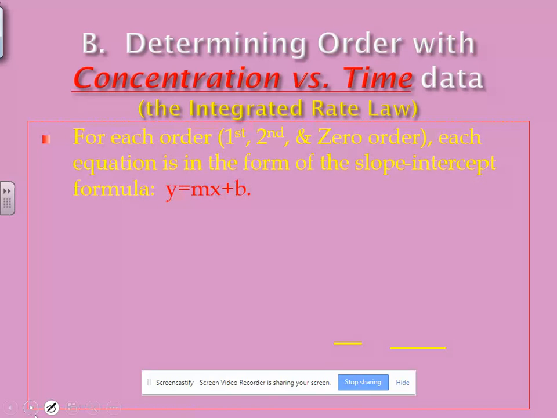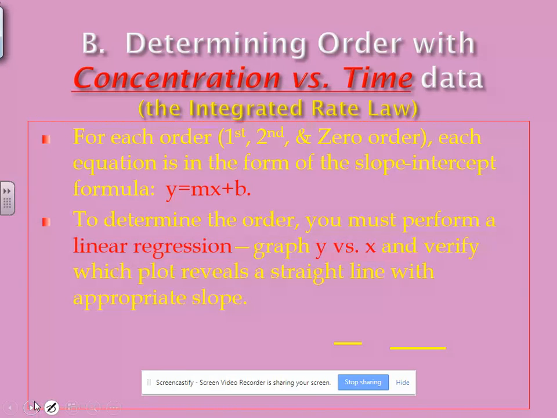For each order that we're going to study, first, second, and zero order, each equation is in the form of the slope-intercept formula, where we have y equals mx plus b. Now, in order to determine the order of your reaction, we must perform a linear regression. So a graph of y versus x is what we're going to be plotting, and we will verify which plot reveals a straight line with the appropriate slope.